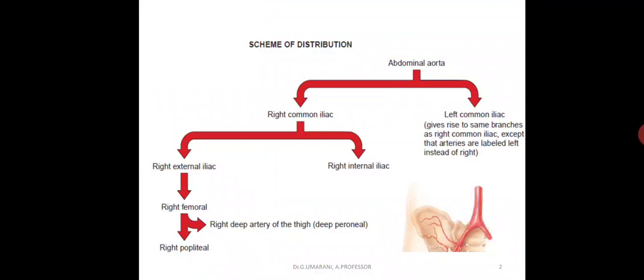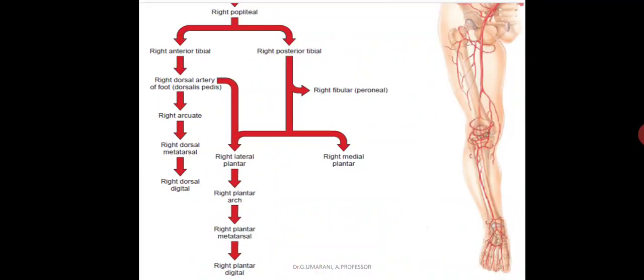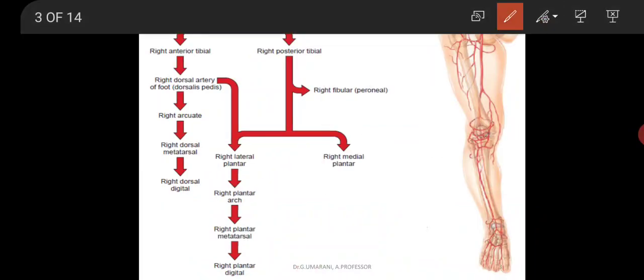The external iliac artery continues as the femoral artery, and the femoral artery continues as the popliteal artery. The popliteal artery divides into the anterior tibial and posterior tibial arteries. The anterior tibial artery continues as the dorsalis pedis artery, which forms the arcuate artery. The arcuate artery gives the dorsal metatarsal arteries, which give the dorsal digital arteries. So the anterior tibial artery ends as the dorsal digital branches.